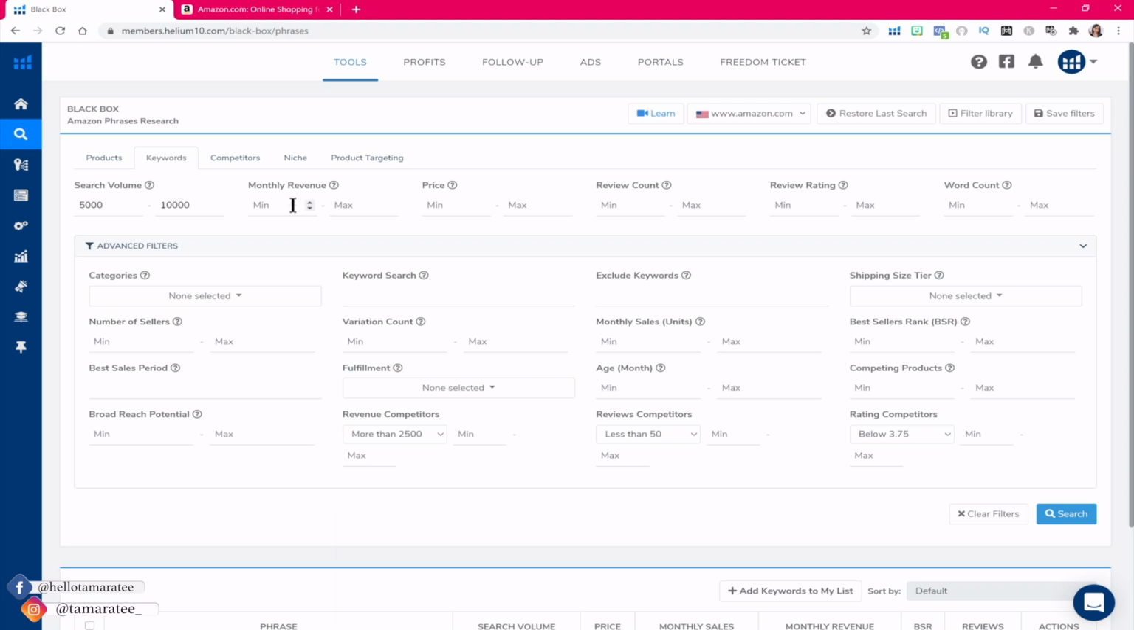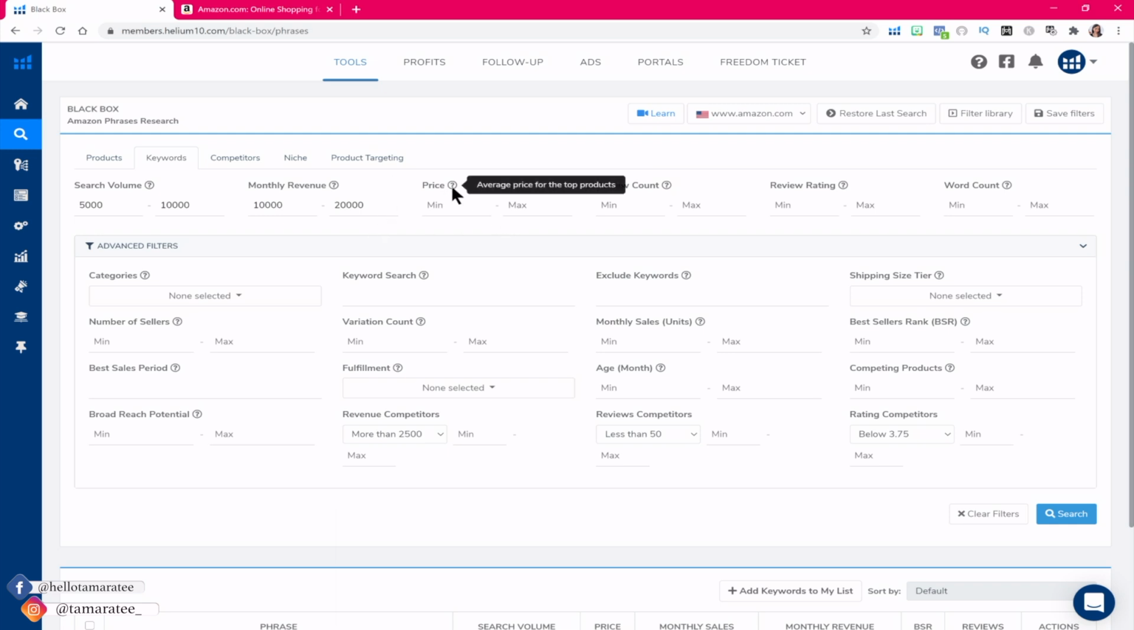So monthly revenue, let's start at 10,000. Again, this is just an example. You guys can adjust it. And let's do 20,000. I think it's nice to have $10,000 in monthly revenue. What do you guys think? This does not equal profits, just so you know. This is just a starting point.